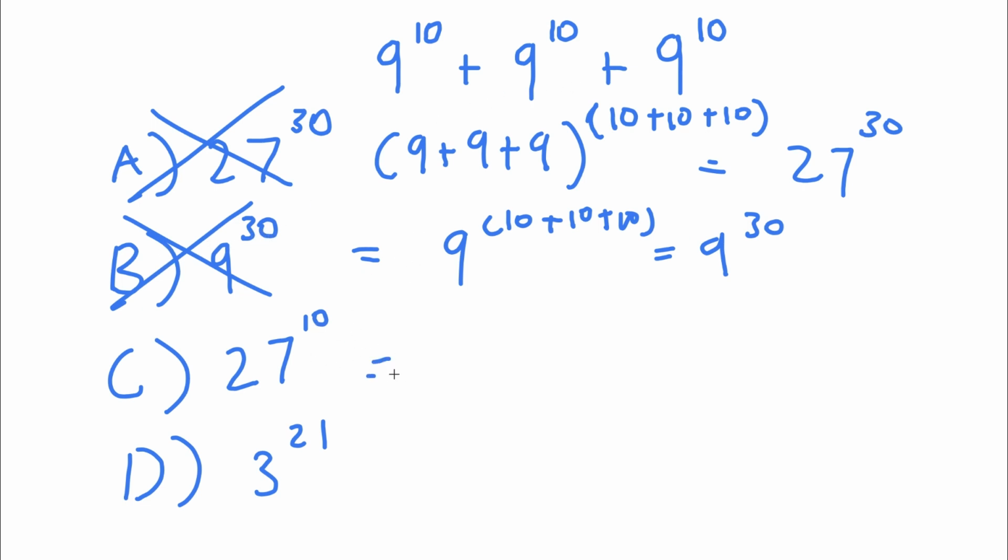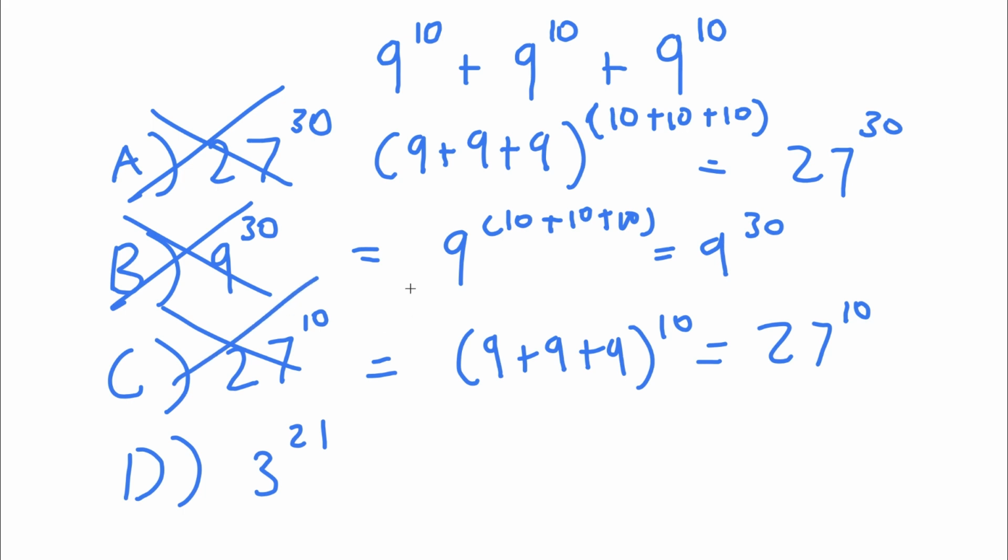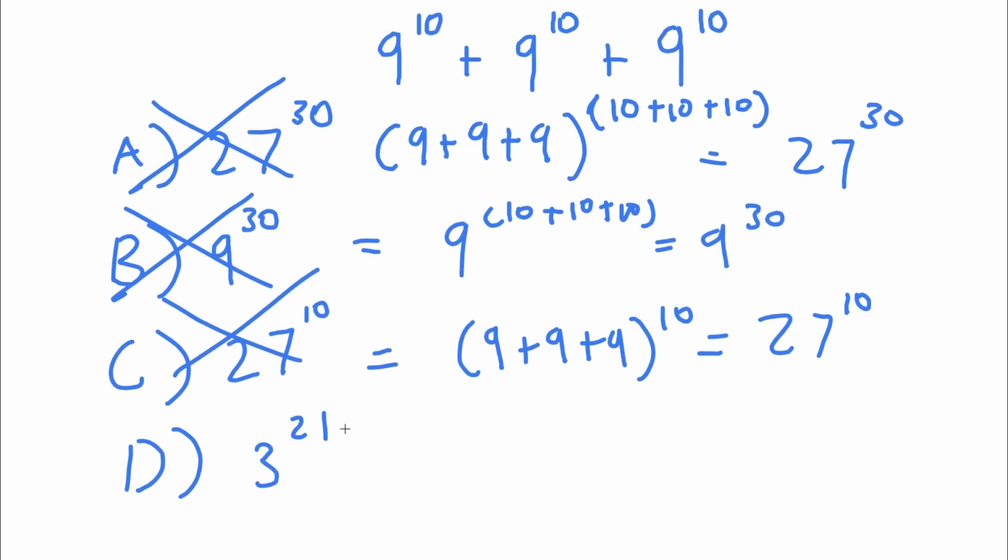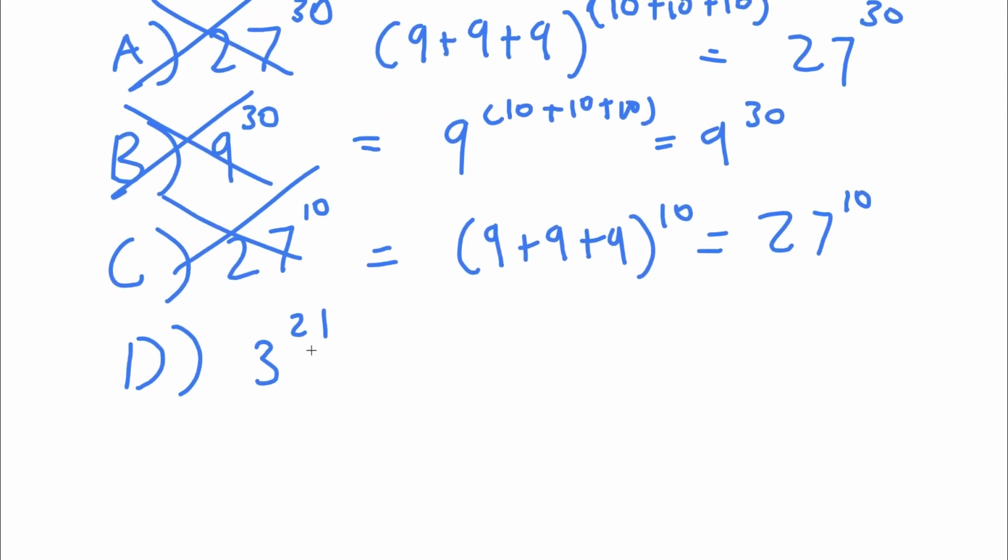So now for C, we have 9 plus 9 plus 9 to the power of 10. So you just add all the bases this time and keep the exponent the same. And this gets 27 to the power of 10, and this is the wrong method as well. So finally, I have 3 to the power of 21.